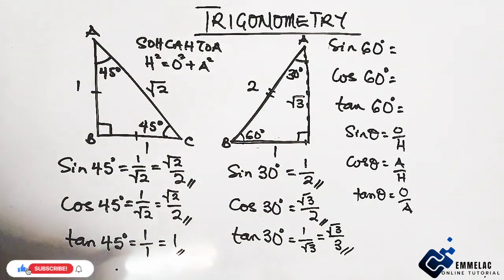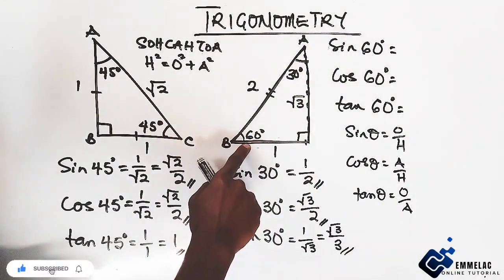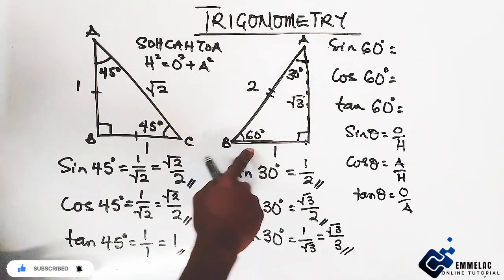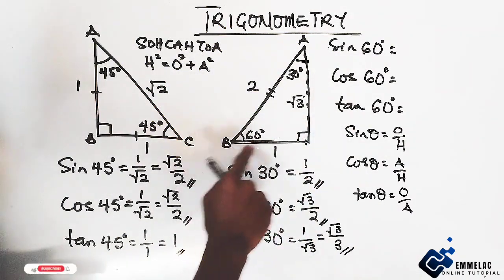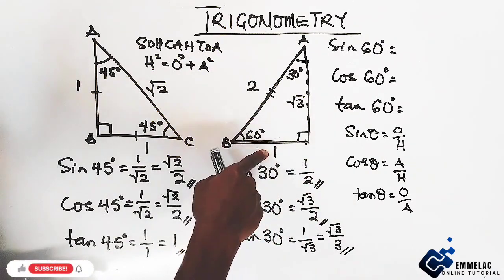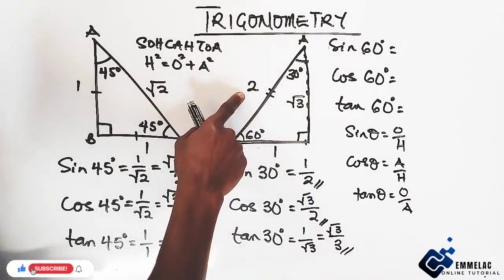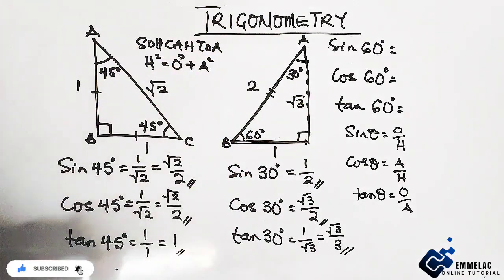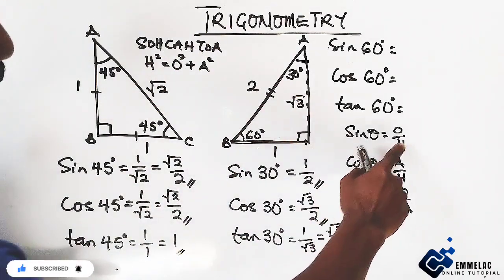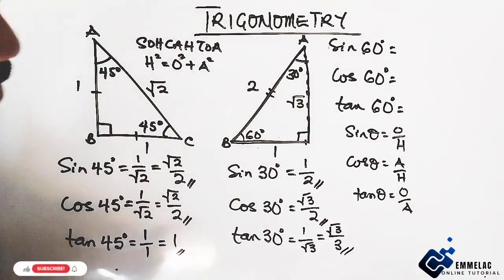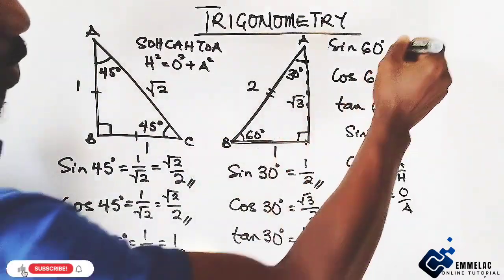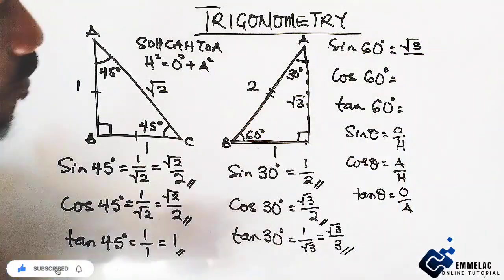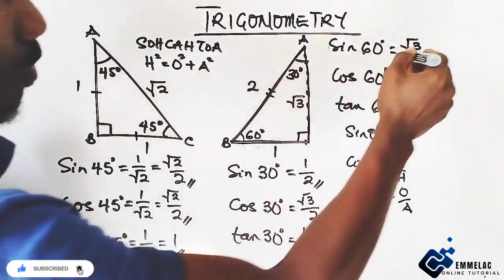Okay, now let's solve for sine 60 here. Take note, this is our 60, which implies that the side opposite to 60 here is the opposite. Now the side beneath it is the adjacent, while this long side, which is 2, remains the hypotenuse. For sine 60, it is opposite over hypotenuse. Our opposite here is square root of 3 over our hypotenuse, which is 2.